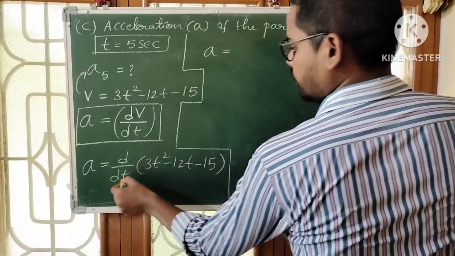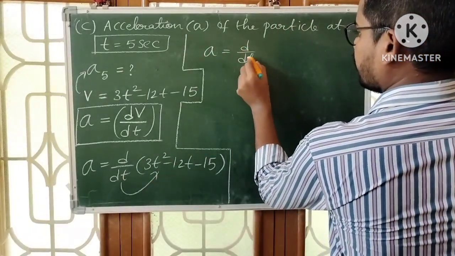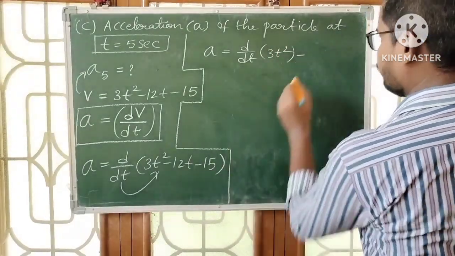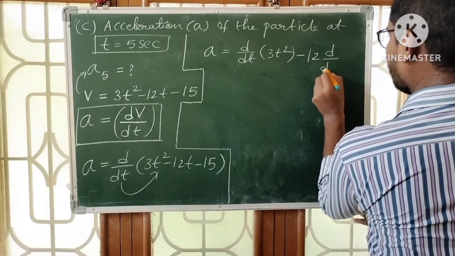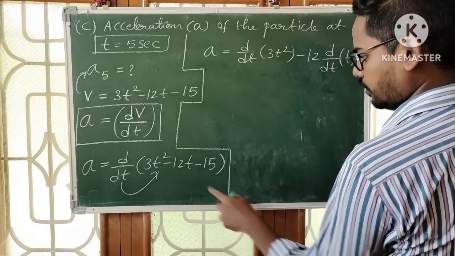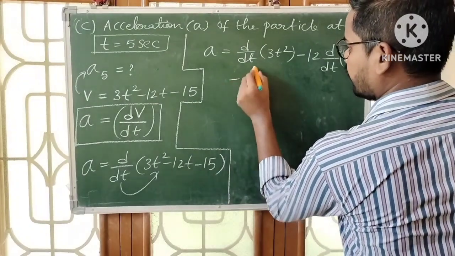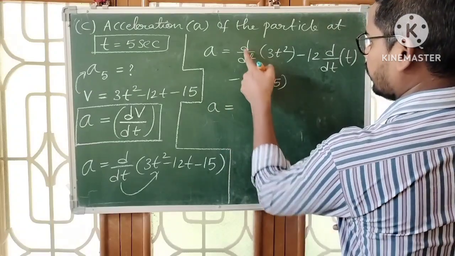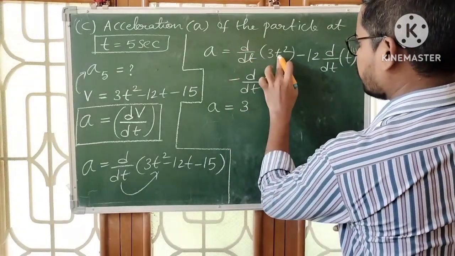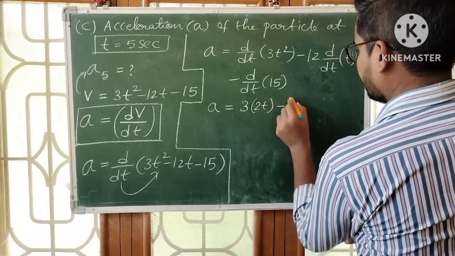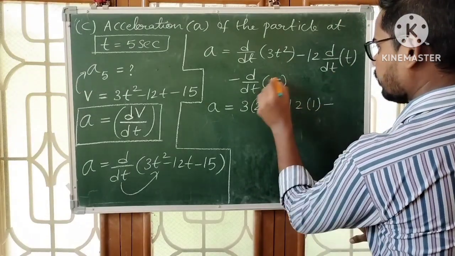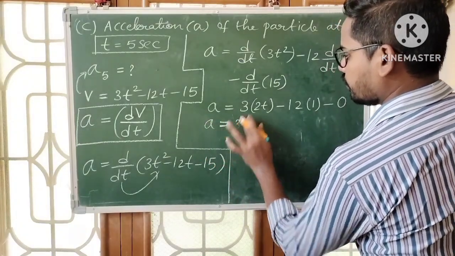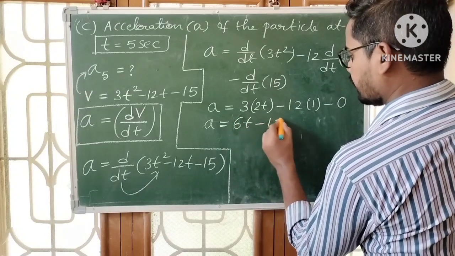So a is equal to, distribute d by dt: d by dt of 3t square, minus 12 is constant, take 12 out of the derivative, so 12 into d by dt of t, and minus d by dt of 15. So a is equal to, 3 is constant, take 3 out of the derivative. Derivative of t square is 2t, minus 12 into derivative of t, which is 1. Derivative of a constant is equal to 0. What is the final expression for acceleration? 3 into 2, 6t, minus 12 into 1, 12.